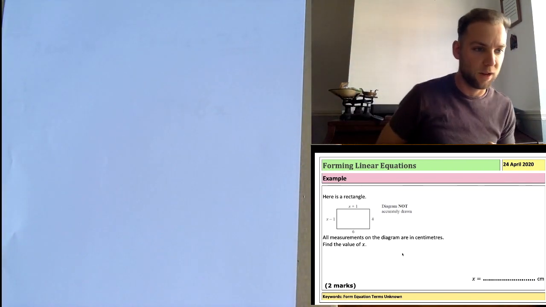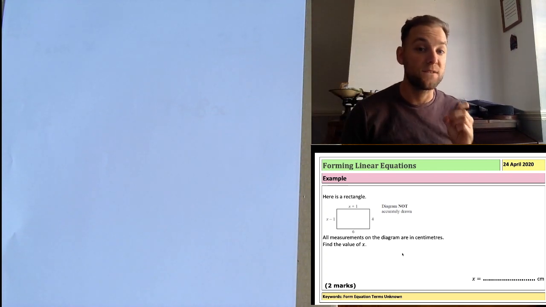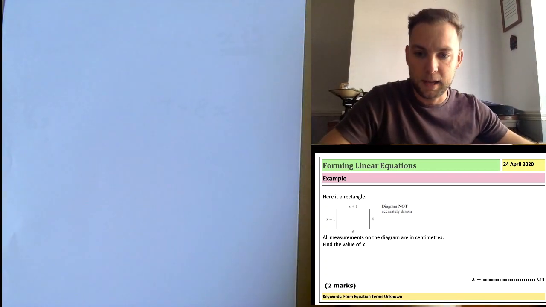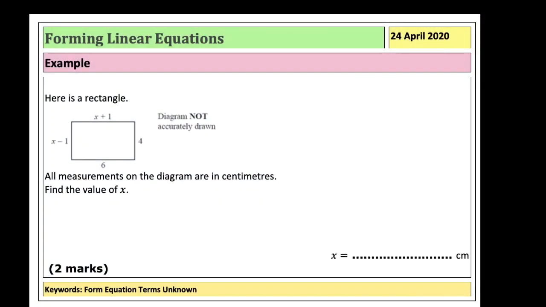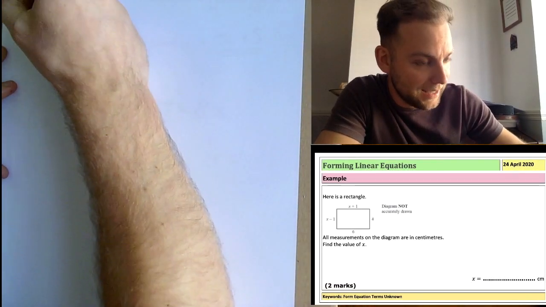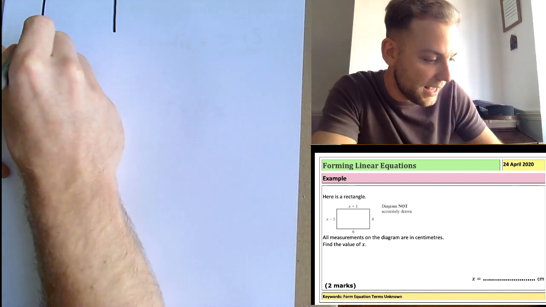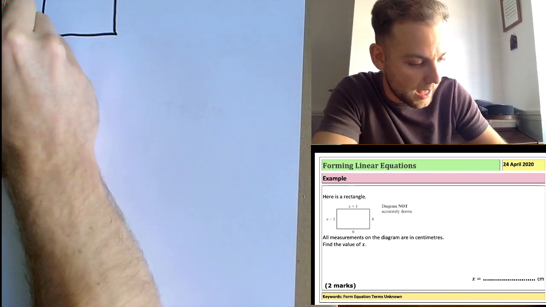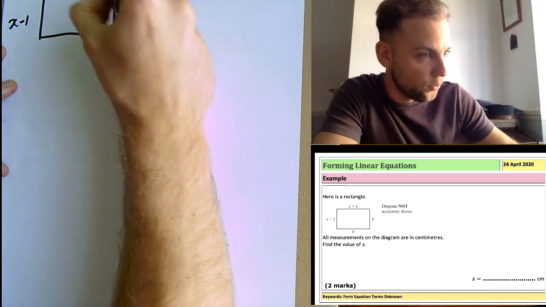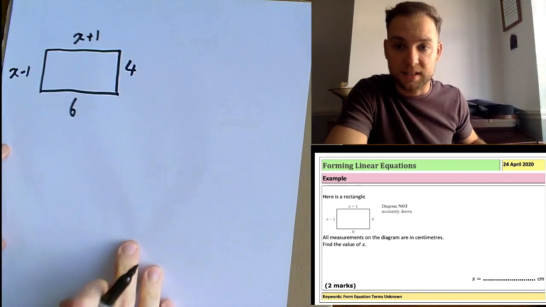So here is a rectangle. All the measurements on the diagram are in centimetres. Find the value of x. I'll make this big just so you can see it. Now, a lot of people panic with these type of questions, but actually, this is a lot easier than it looks. x minus 1, 4, x plus 1, and 6. Now, all of those values are different there.